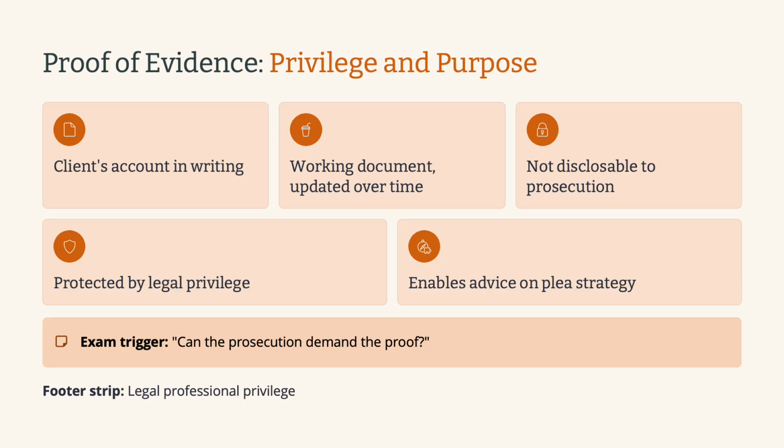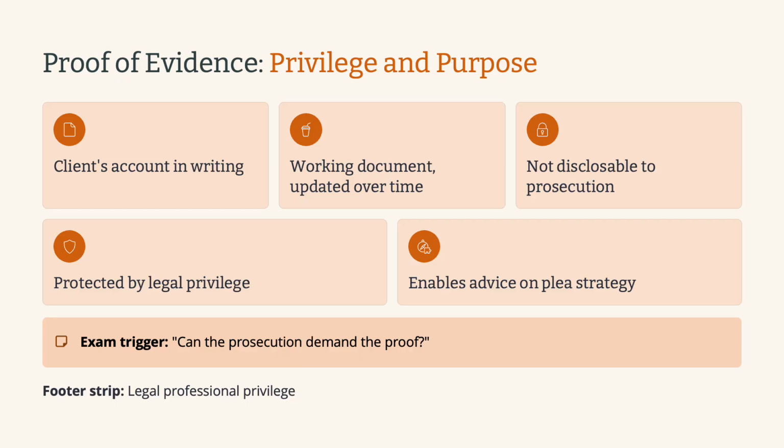The next thing is proof of evidence and how it works. Let's explore it in more detail because it's fundamental to defense work. First, it's your client's account in writing. You are recording what they tell you about the alleged offense, the circumstances, and relevant background. Second, it's a working document that evolves over time as your client recalls more and gives you additional information. You update the proof. It's not static. It develops and progresses with the case.